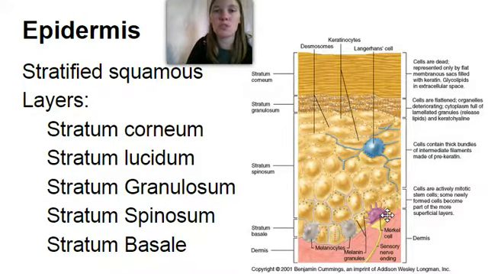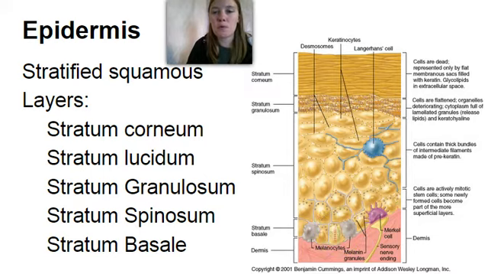Remember, mitosis is cell division, so it's making more of the layers. Because as these layers in the corneum are flaked off, then we need to have more skin that is replacing those layers. And so our skin is constantly going through mitosis in order to make more of itself.